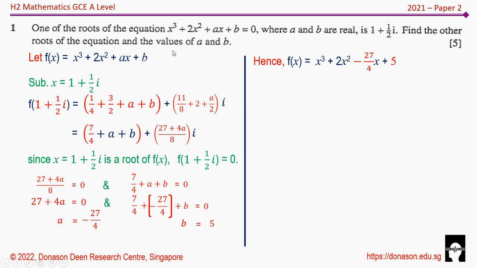So we have already found the values of a and b. Now the question is also asking you to find the other roots of the equation. This is a cubic expression. There should be altogether 3 roots.